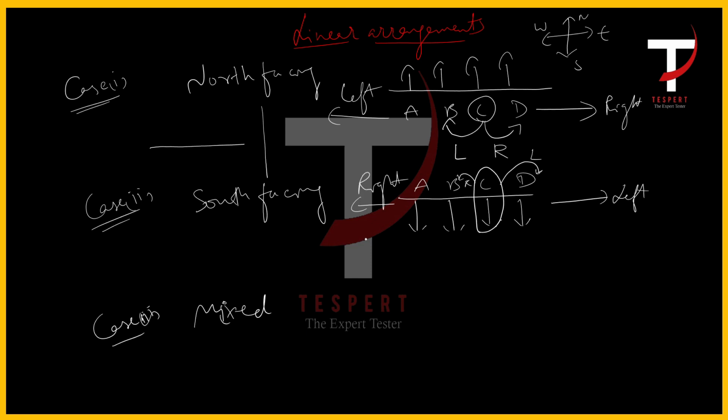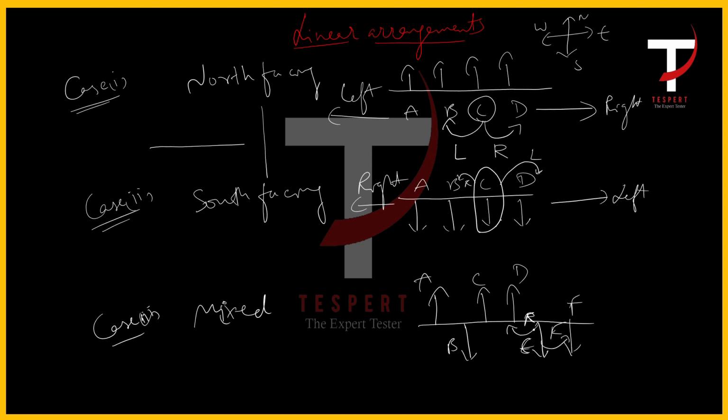In the mixed case, we have both. One is facing north, one is facing south, again north, south. So this is A, B, C, D, E, and F. Who is to the right side of E? E is facing south. Imagine you are E, facing south. Who is on the right side of E? D is right side of E. Who is immediate left of E? It's F.